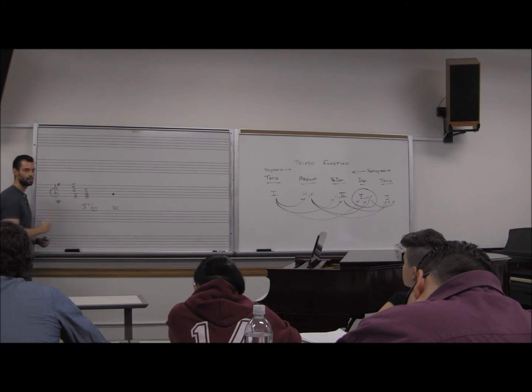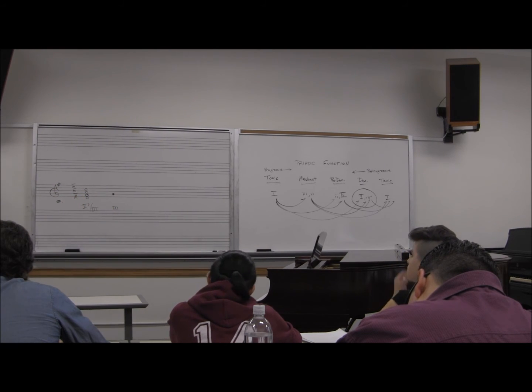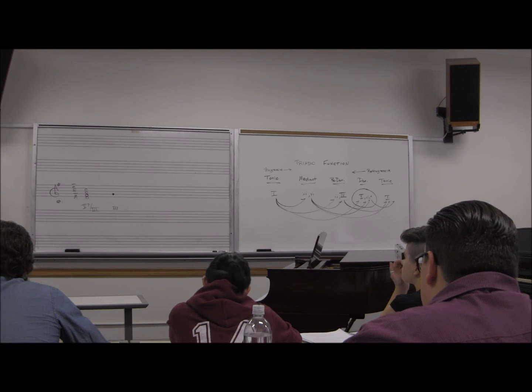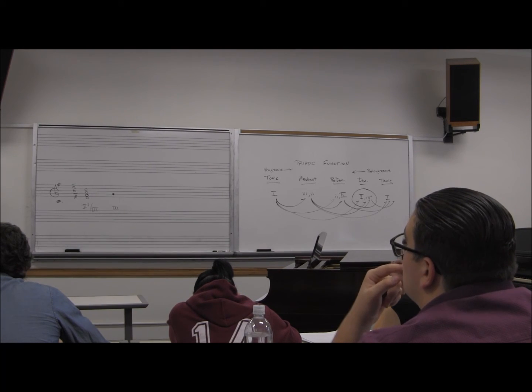We actually have the correct quality for 5-7 of 3, that presumably will resolve to 3, but we didn't use any accidentals. And yet, this is a functional secondary dominant. How can that be? Because there's an accidental in the key.